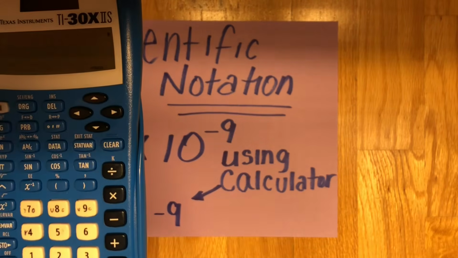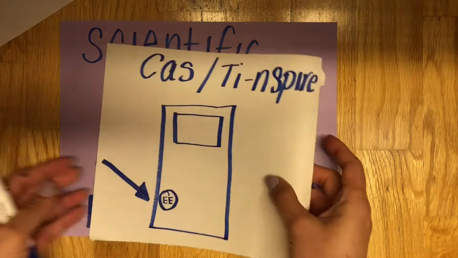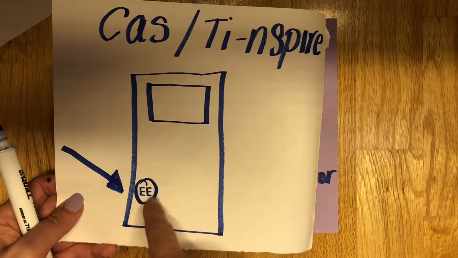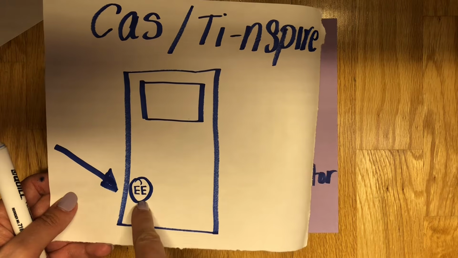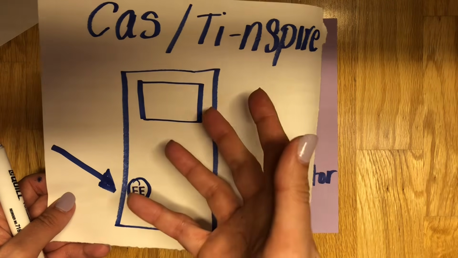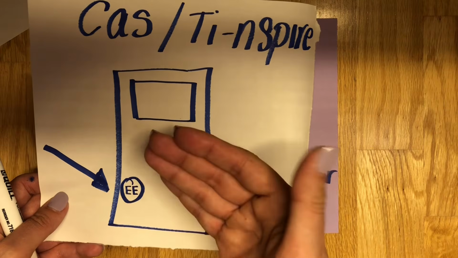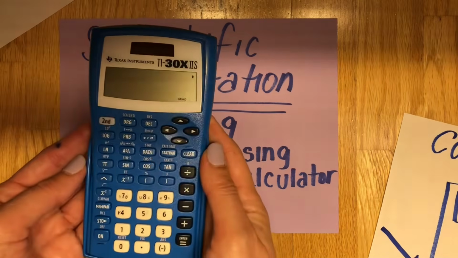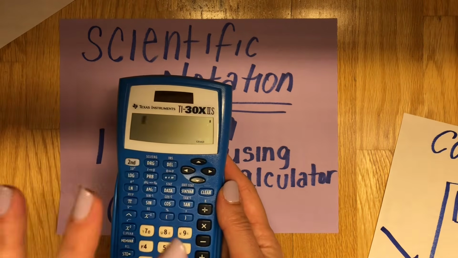If you're using a CAS or TI Inspire, here's my little hand-drawn one. So here's my CAS or TI Inspire. Your button is down in the lower left-hand corner, and there's 2 capital E's. Careful not to confuse it with the lowercase e. It's 2 capital E's. So if I'm going to put scientific notation in, then I want to make sure that I don't accidentally press extra things.